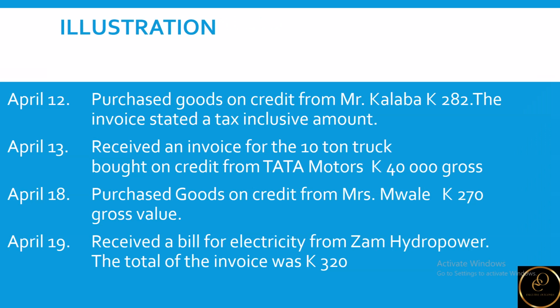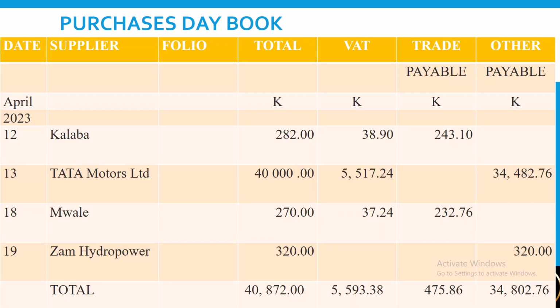We also have the April 18 transaction where we purchased goods on credit from Ms. Male amounting to 270. Again, this is a gross amount. Here we look at what we're supposed to do when dealing with this transaction in the purchases daybook. So this is a gross amount, 270. Again, we apply the VAT fraction to determine 37 kwacha 24 ngwe. When we remove it from there, we remain with 232 kwacha 76 ngwe. These are goods for normal trading activities, so they fall under trade payables.